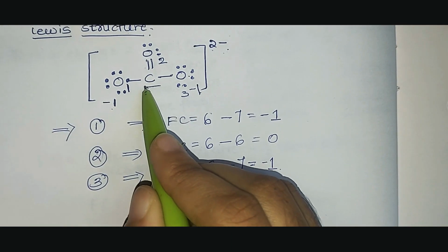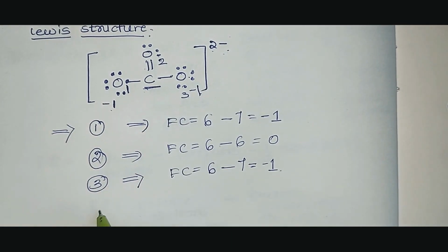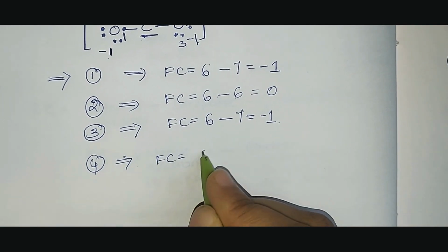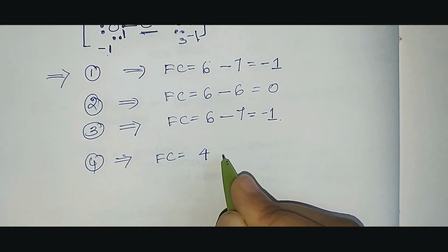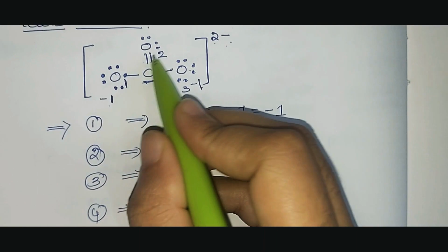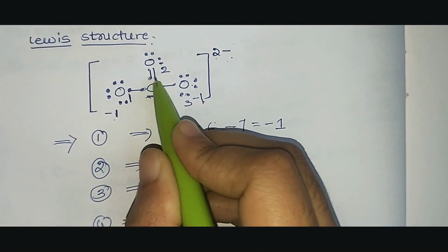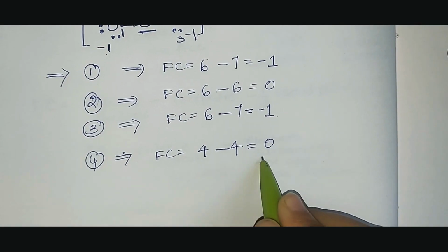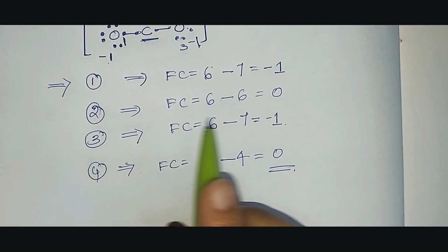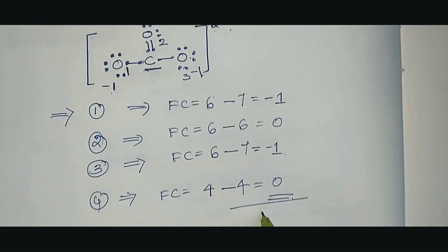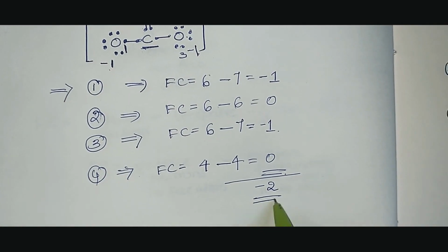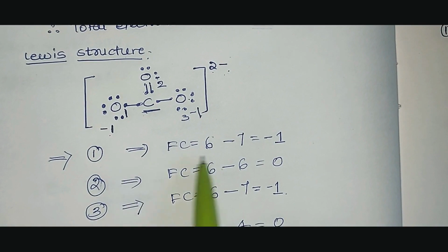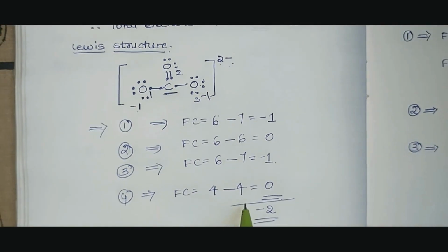The formal charge on the carbon atom: we know carbon has 4 valence electrons in the free atom, minus how many are surrounding the carbon atom? 1, 2, 3 and 4. So 4 minus 4 is equal to 0. So when you add all of these, what formal charge do you get? Minus 2. Hence we have represented it as a minus 2 ion. So this is how you can find the formal charge directly.